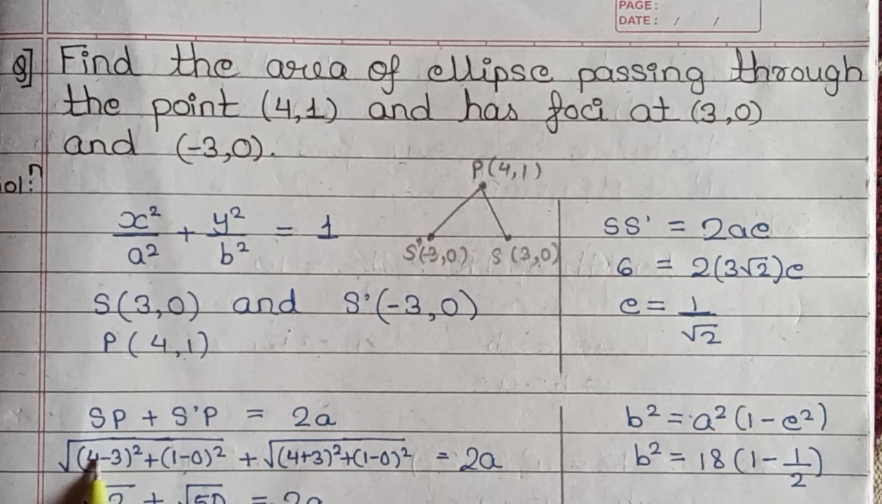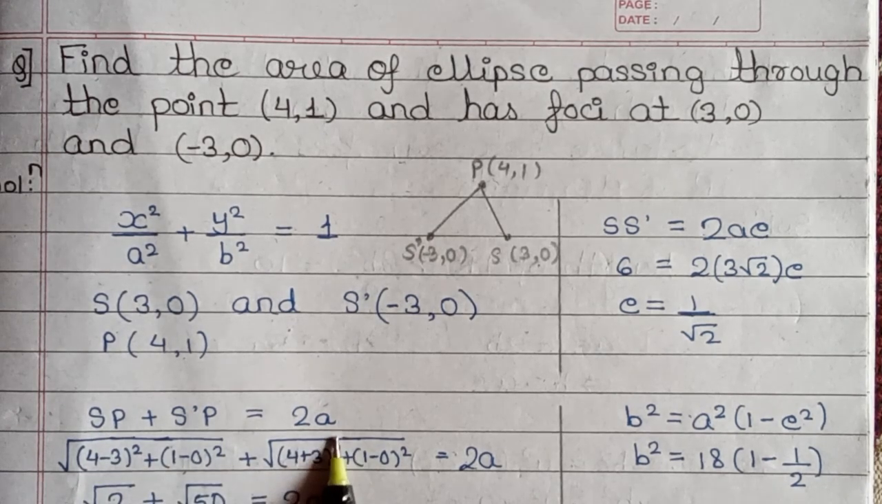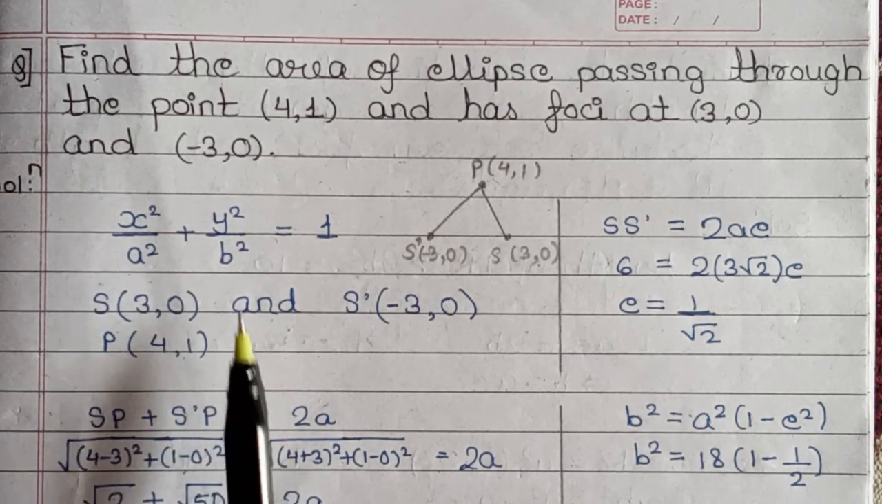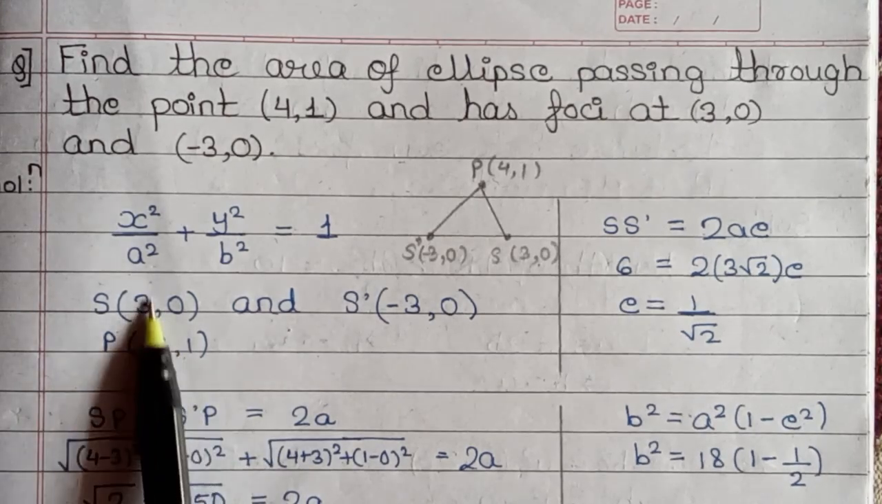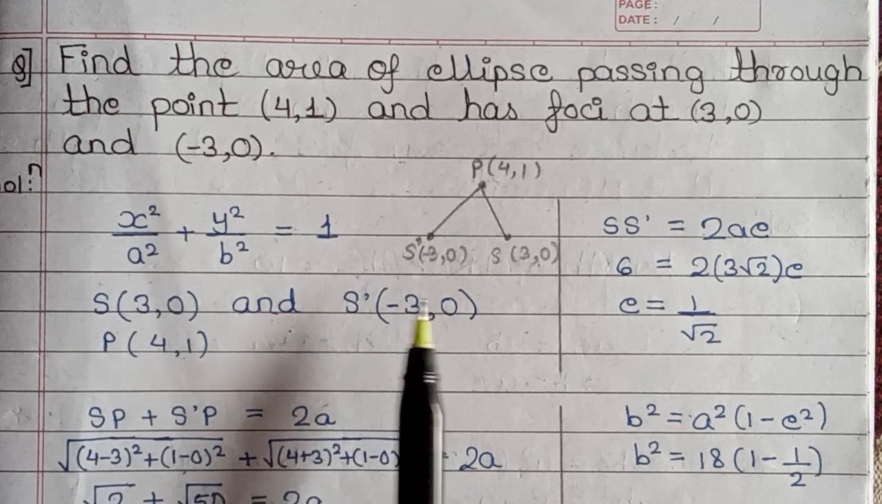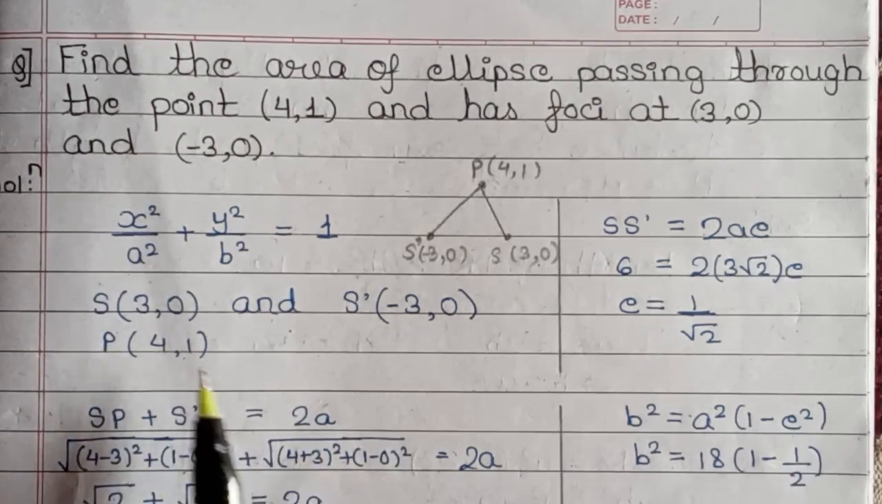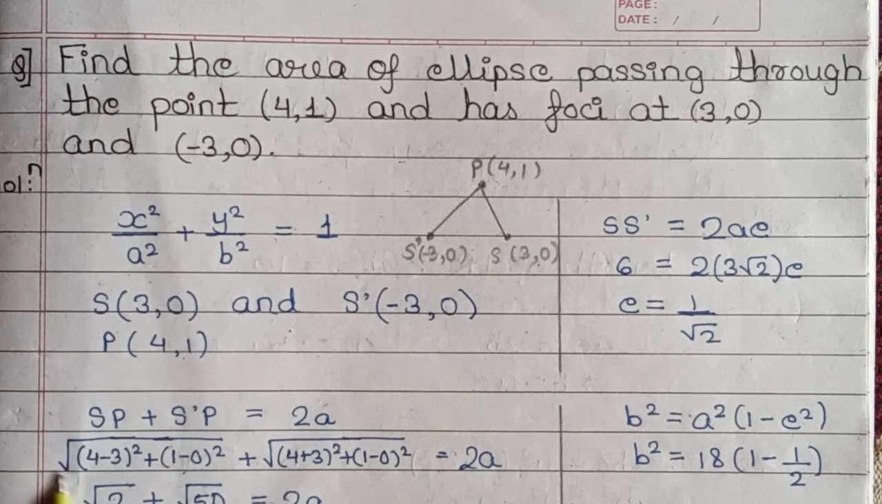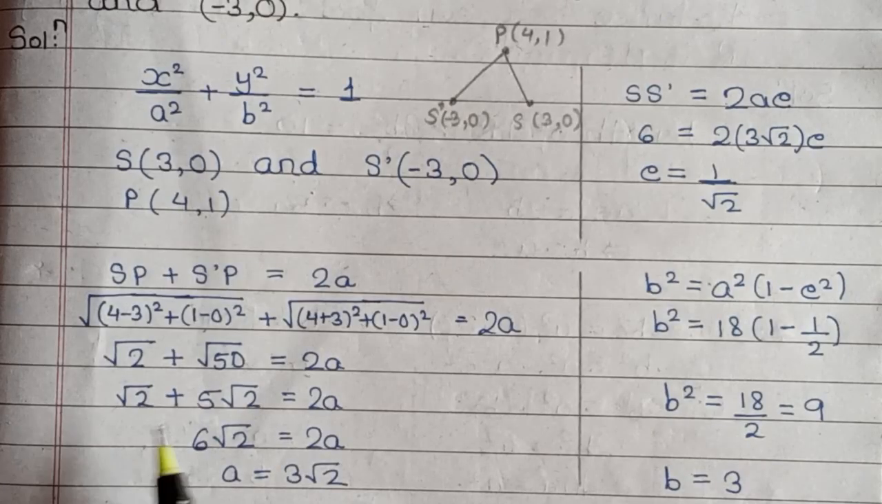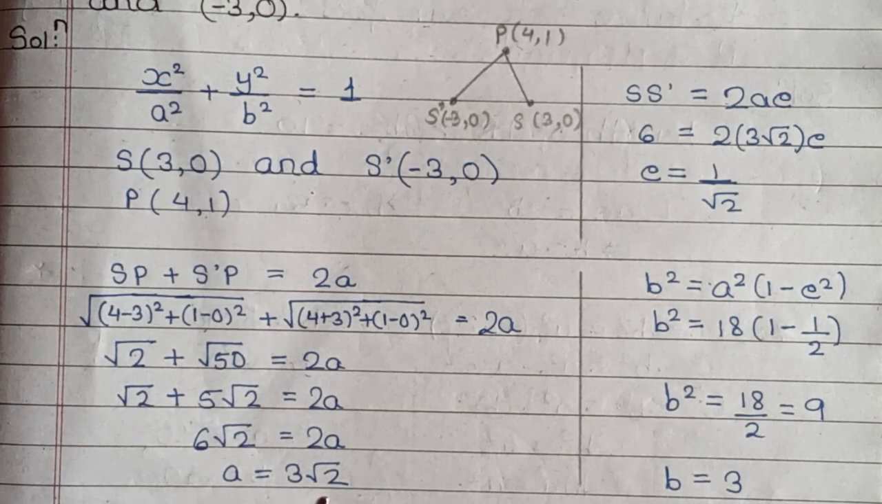So we know SP plus S dash P is a constant, which is 2a. So the distance, we can find it by the distance formula. SP plus S dash P is under root 4 minus 3 the whole square plus 1 minus 0 the whole square, plus under root 4 minus of minus 3, which is 4 plus 3 the whole square, plus 1 minus 0 the whole square, and which is equal to 2a. On reducing and solving this, we can get root 2 plus 5 root 2 is equal to 2a, which is 6 root 2 is equal to 2a, and a is 3 root 2.